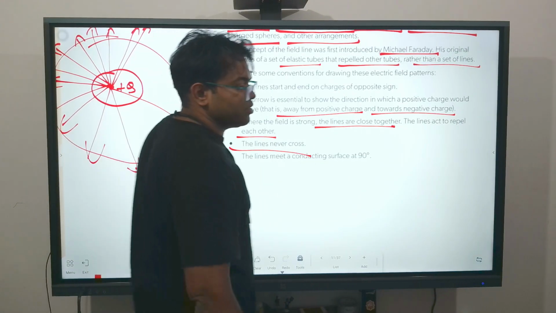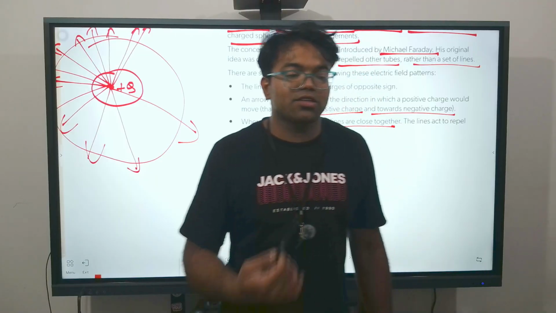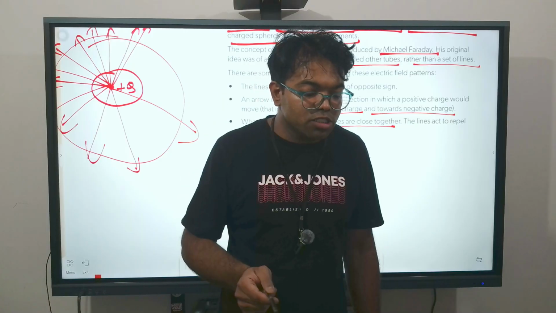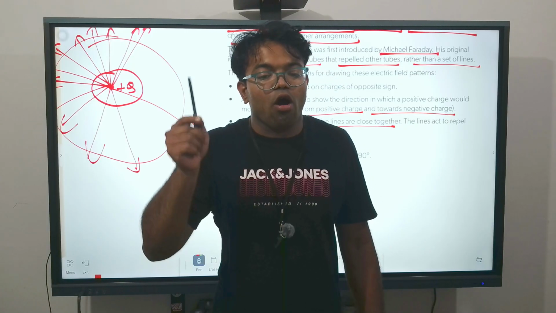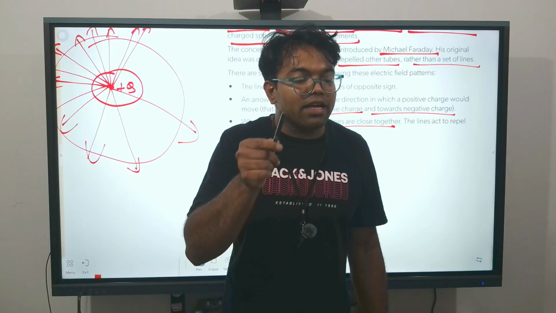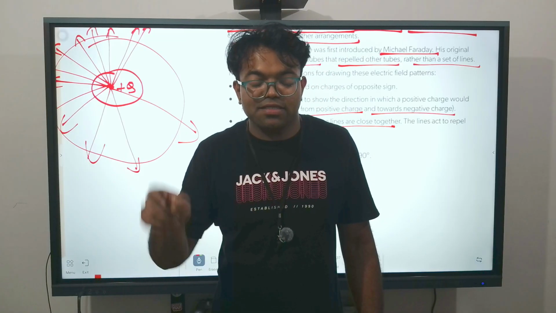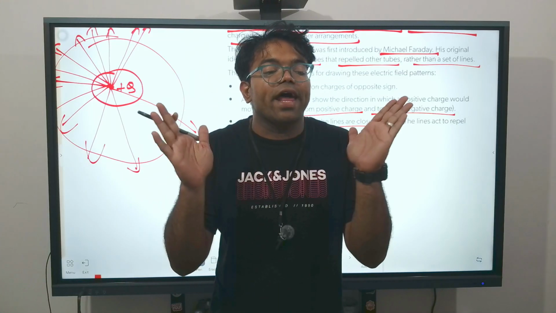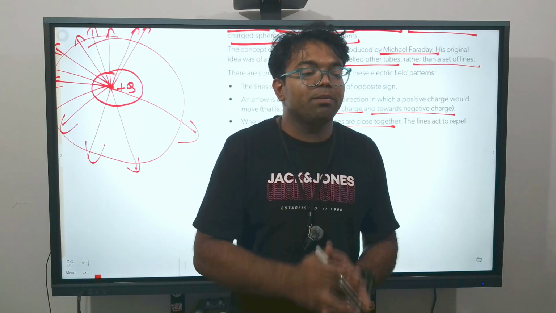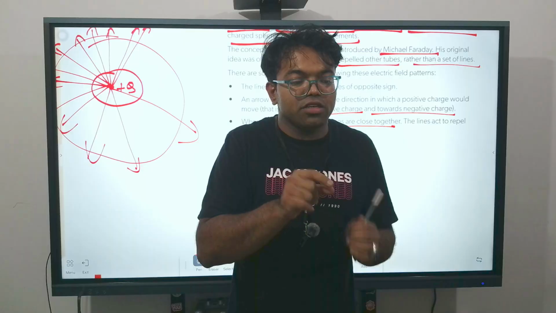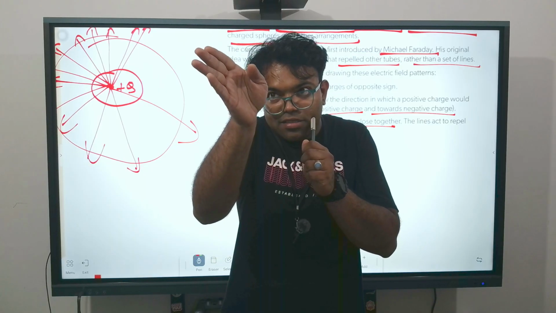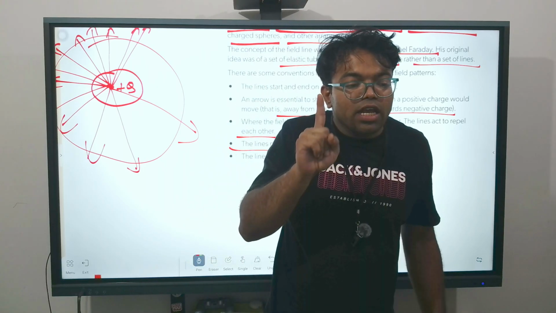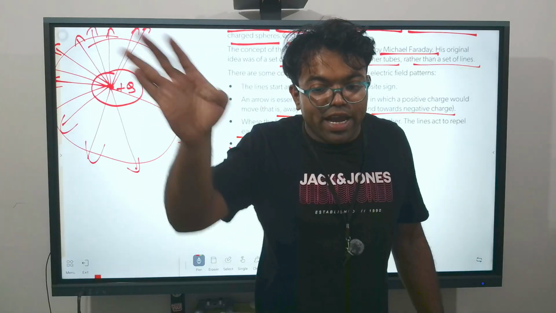The lines never cross each other. Why don't the lines cross each other? Because the electric field lines have the responsibility to show the direction of force that a particle would experience if placed at that point. You cannot have two directions of force at a single point. That's not possible. One charge cannot influence another charge in this direction and in that direction at a particular point. It will only be able to influence it in one direction.